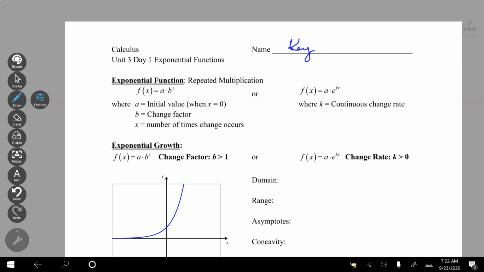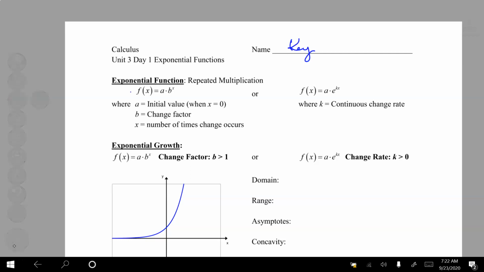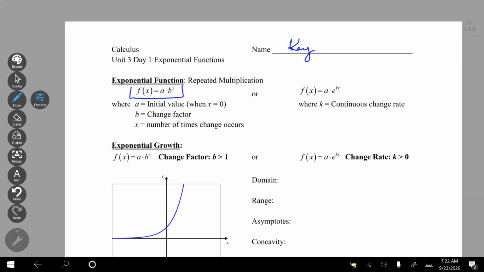Welcome to Unit 3, Day 1, Exponential Functions. So an exponential function typically looks like this, the regular form, f of x equals a times b to the x, or we have something that is continuous growth or decay, something like that. To me, an exponential function is a repeated multiplication where you start at the value of a and you keep on multiplying it by b, x amount of times.